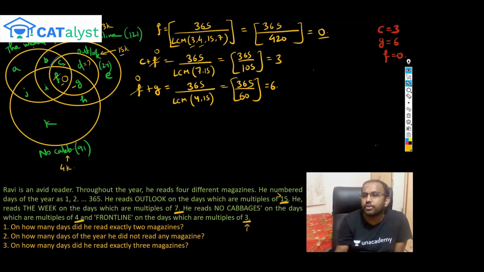C plus f plus g is 9. So can I directly say that d will be equal to 15? Right. So d will be equal to 15 because the total sum is going to be 24 for this outlook circle. And out of that, these values are already there.